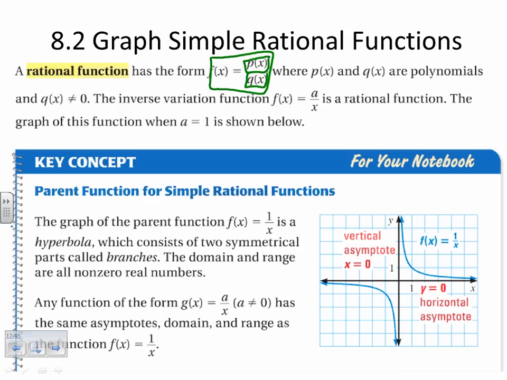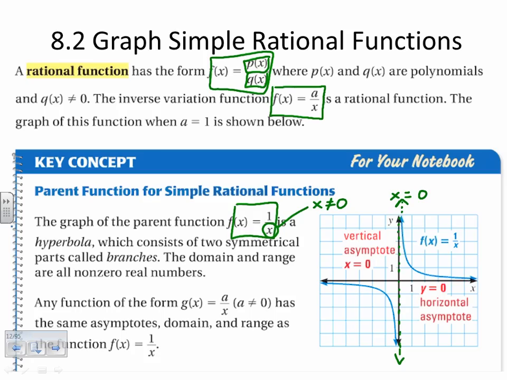Okay, so the inverse variation function is going to be a divided by x. And that's what we were doing in that last section. So the parent function for 1 over x, where a is just 1, is going to look something like this. You have your vertical asymptote going through x equals 0. Remember, vertical lines are x equals. And you can see that that is correct because in the denominator, x cannot equal 0.